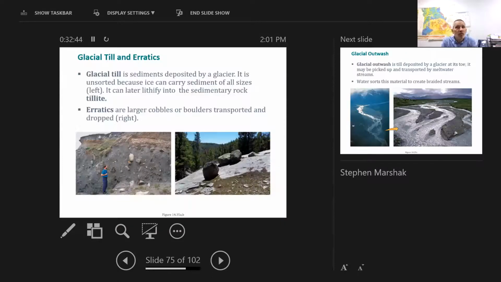So here are some images of some of this glacial till. And you can see this gentleman here having the big erratics in addition to this mud. Some of these erratic pieces are even larger. And so on occasion, this can get lithified to become something called a tillite. Ite meaning stone of till.